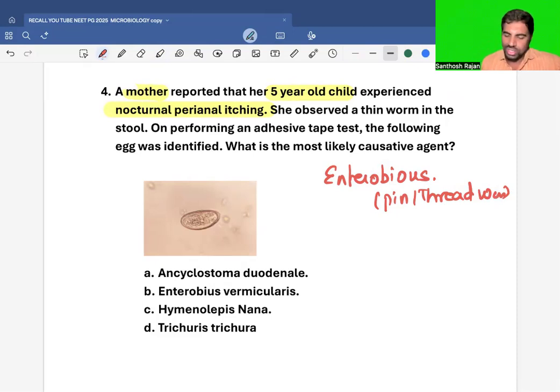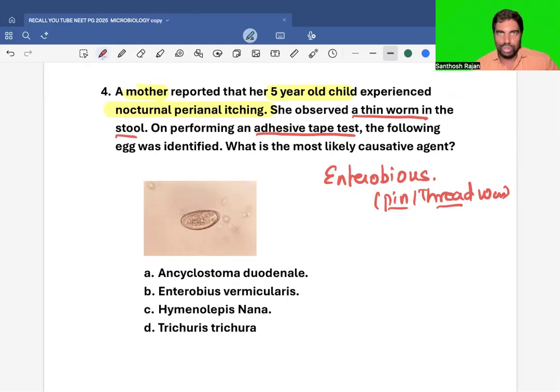But then there was some story given. The mother observes a thin worm in the stool. Yes, that's a pin or thread, white-colored worm in the stool. You don't see the worm in the perianal region. You don't see the egg in the stool, but you can see the worm in the stool. Then they have done this adhesive tape skin test around the perianal area. They stick it, take it and make a microscopy, and we see it.